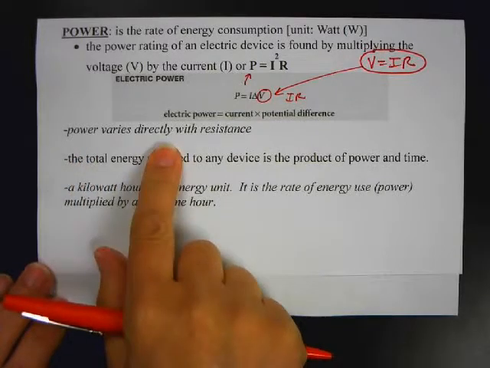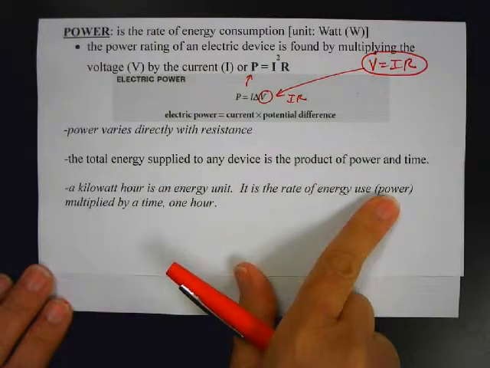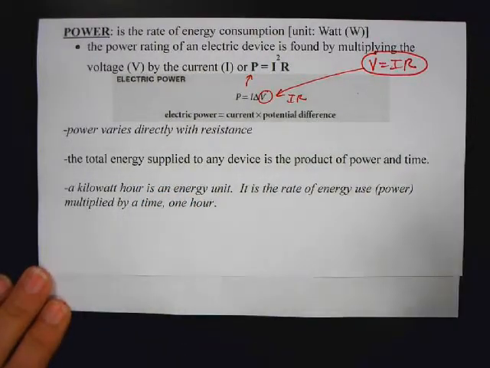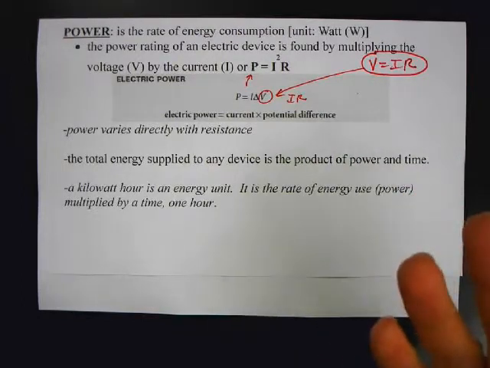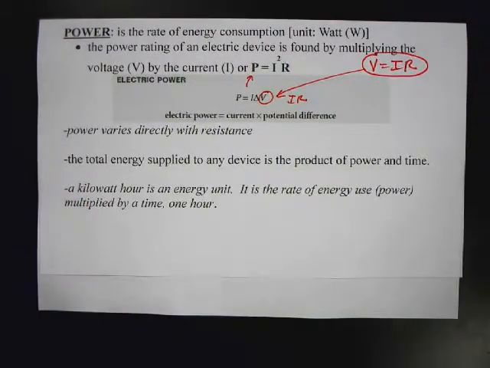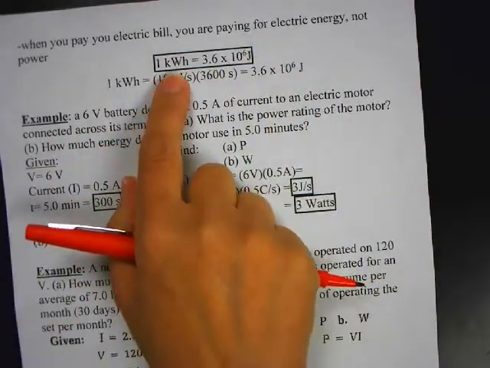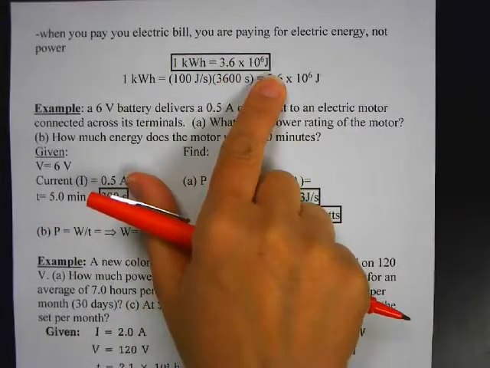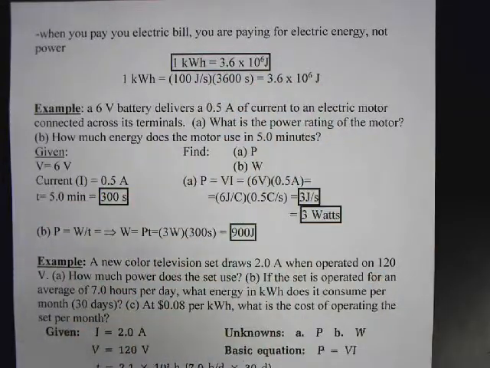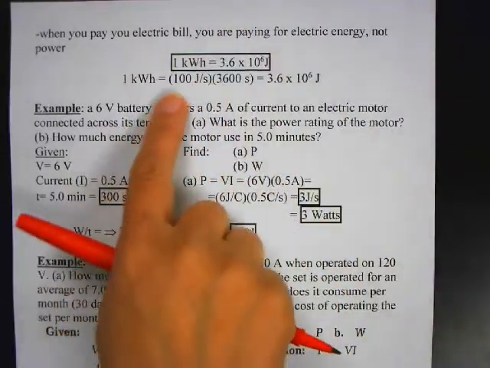So again, power varies directly with resistance, if we look at it here. So the total energy supplied to any device is the power and the time. So you might have heard something about, like, if you get an electric bill. Well, you don't pay your electric bill. But anyway, usually watts, as we learned before, watts are really tiny, so a lot of times they might express things in kilowatts. So kilo, again, is 10 to the third power. And when you pay your electric bill, you're paying for the electric energy, not the power. So a kilowatt hour is equal to 3.6 times 10 to the 6 joules. Now remember that a watt is a joule per second.